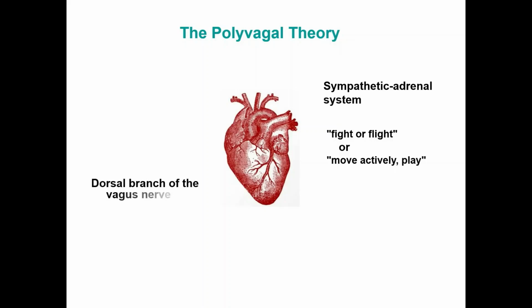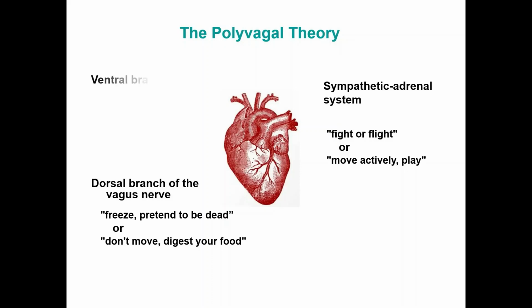The second system is the dorsal branch of the vagus nerve, which autonomously turns on the adaptive mechanism, freeze, pretend to be dead, in a situation of mortal danger, or the conditioned mechanism, do not move, digest food, in the absence of danger. The third system is the ventral branch of the vagus nerve, which activates the adaptive mechanism, befriend, communicate, help, regardless of the presence or absence of an external threat.